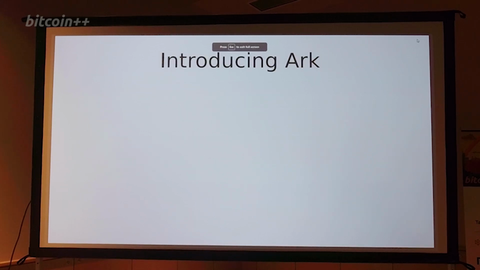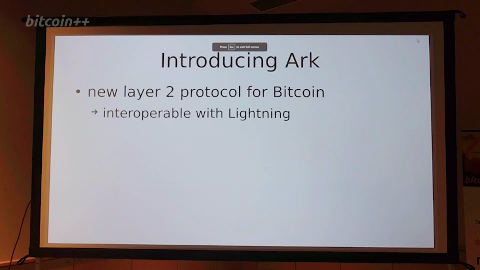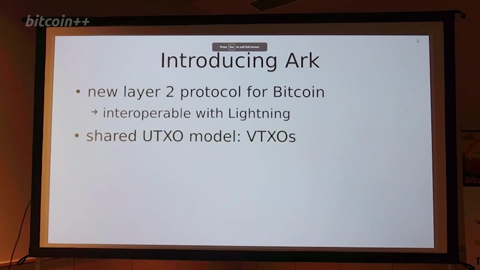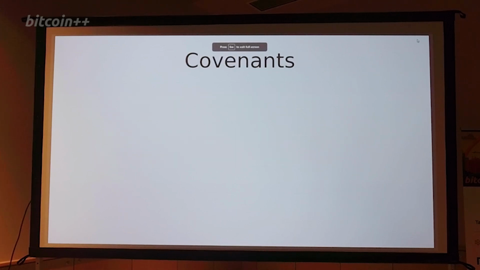So how does it work? It's basically a new layer 2 protocol. It can be interoperable with Lightning. We'll see that later on. It's built on a totally different model than Lightning. So there's no channels. There's no two-party things. There's no network. It's basically built around the concept of sharing an on-chain UTXO with multiple people, and then creating parts of this UTXO, what we will call VTXOs, and then exchanging these VTXOs for other VTXOs in an off-chain manner.